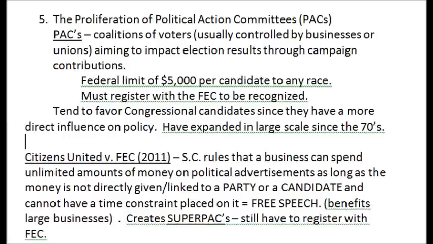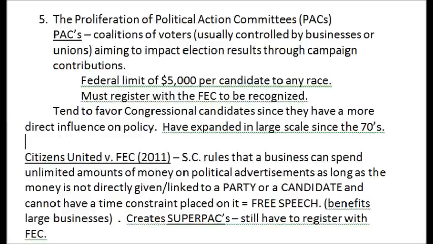Political action committees, also known as PACs, are coalitions of voters typically controlled by businesses or unions that attempt to get candidates elected that are consistent with their own beliefs and values. They do this through campaign contributions. The FEC limits each PAC to $5,000 contributions per individual candidate and makes PACs register with the FEC to be formally recognized. PACs tend to spend most of their resources on congressional candidates who have a more direct influence on policy. The number of PACs has greatly increased since the 1970s.